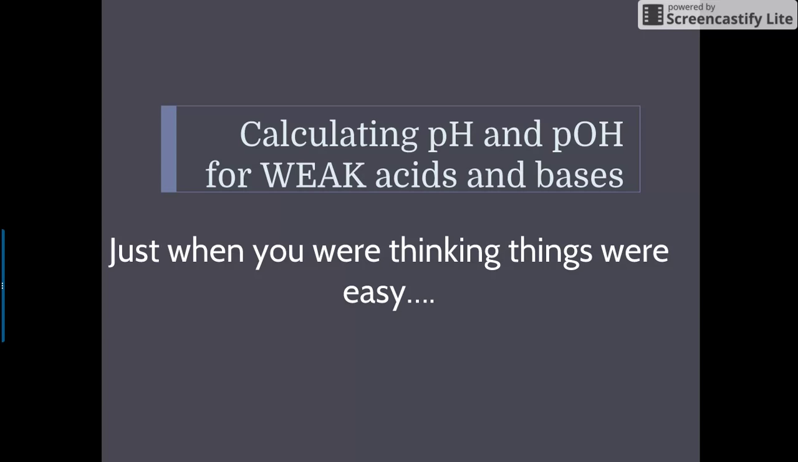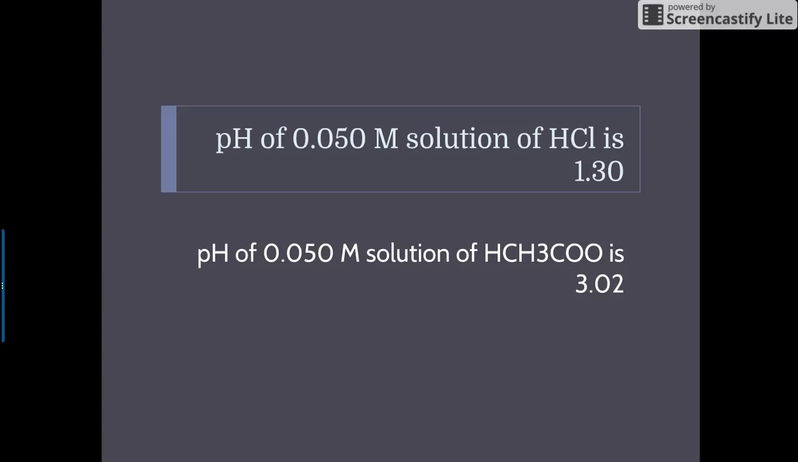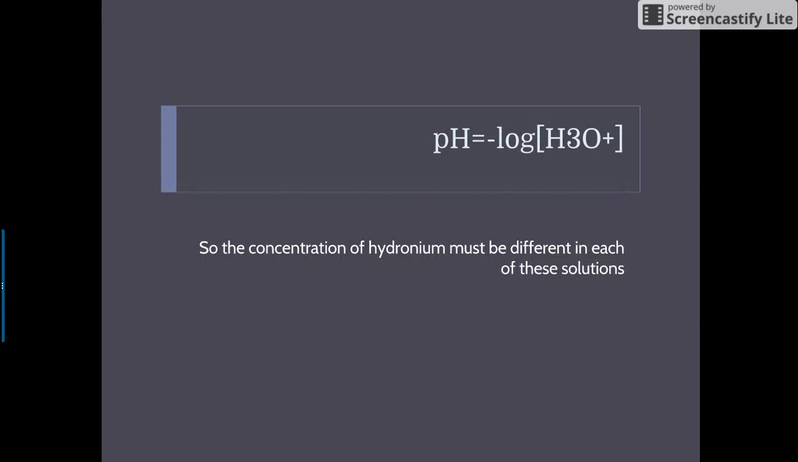So I'm going to very quickly try to explain to you how to calculate the pH of a weak acid. I said yesterday or someday this week that the pH of a 0.05 molar solution of hydrochloric acid is 1.3, while the pH of the same concentration of acetic acid is 3.02. I hope you know that the pH of a solution is found by taking the negative log of the hydronium ion concentration. So that concentration must be different for the two acids we're talking about.